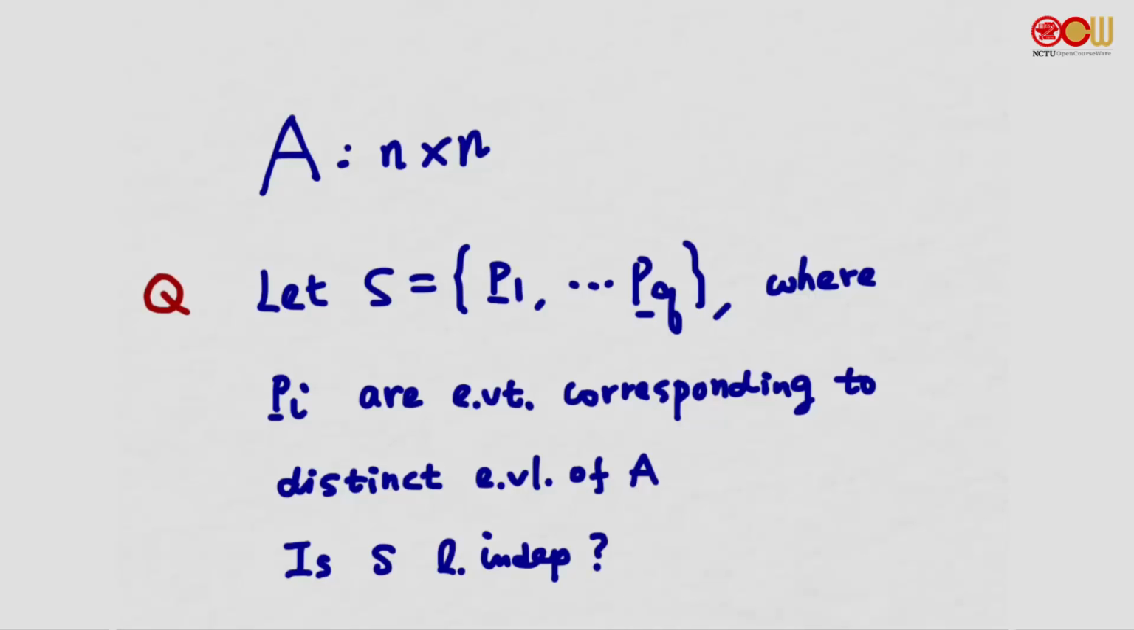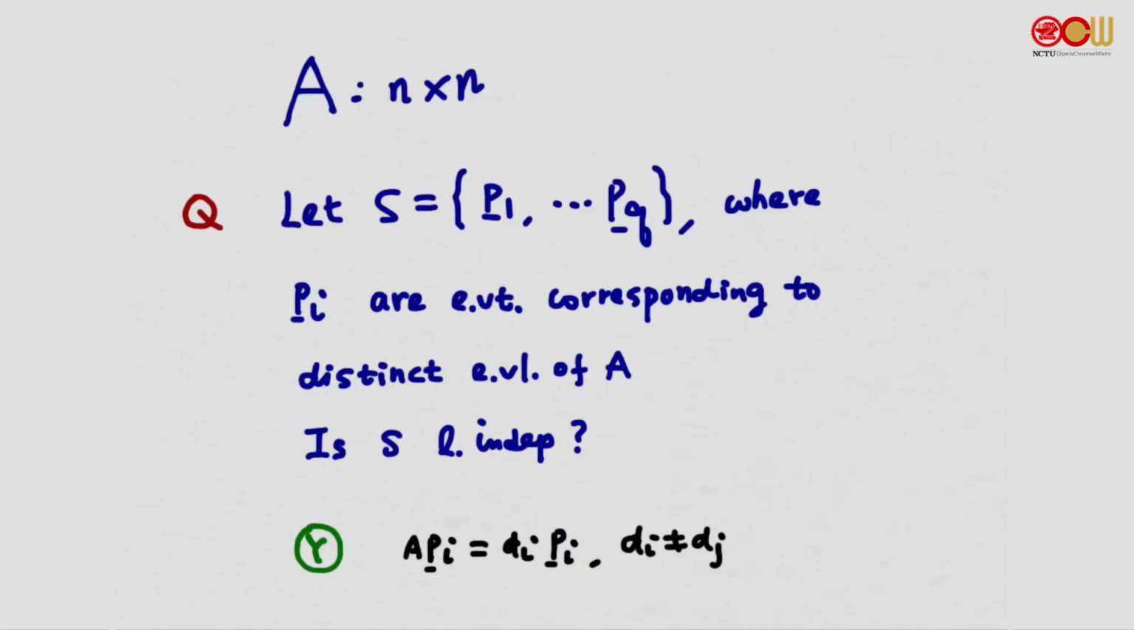Well, if we look at what this says, it means that each pi comes from a different eigenspace. They all come from different eigenspaces. So when we put them together, by the theorem that we just talked about, the union would be a linearly independent set. Yes, indeed, because each pi corresponds to an eigenvalue, and all these eigenvalues are different. So S is linearly independent.